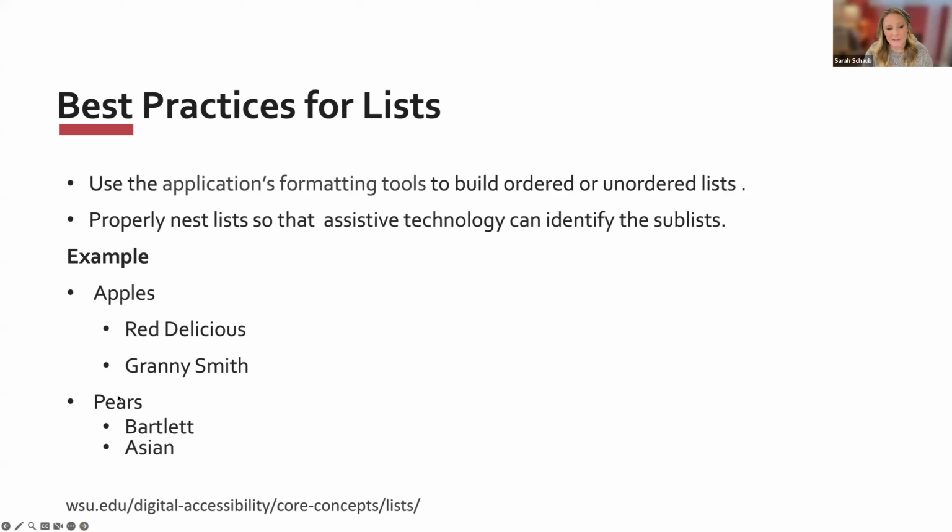So best practices for lists, like I just mentioned, use the application's formatting tools to build ordered or unordered lists, and then properly nest lists so that assistive technology can identify the sublists. So this is kind of the example that I just went over. This is a bulleted list with sub-items: apples, and then the types of apples listed below that are Red Delicious and Granny Smith. Pears, and then the types of pears listed below are Bartlett and Asian. So that is an example of a nested bulleted list.